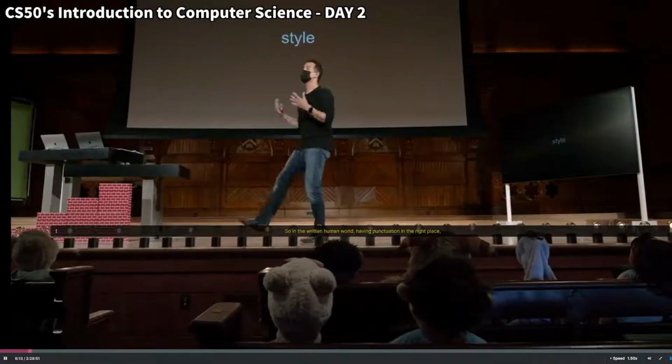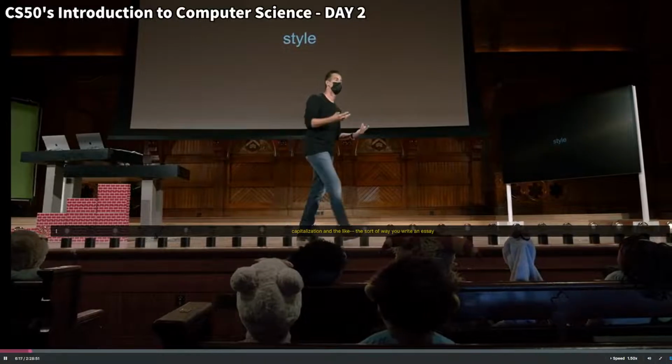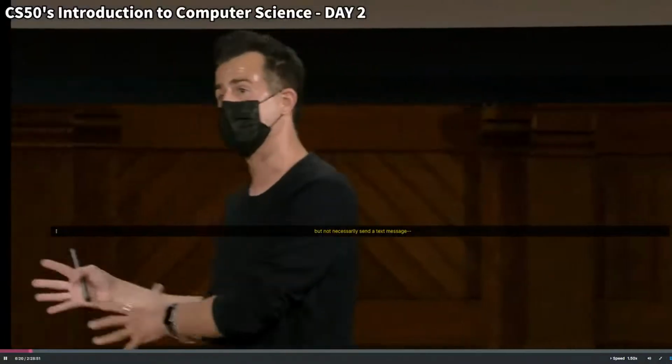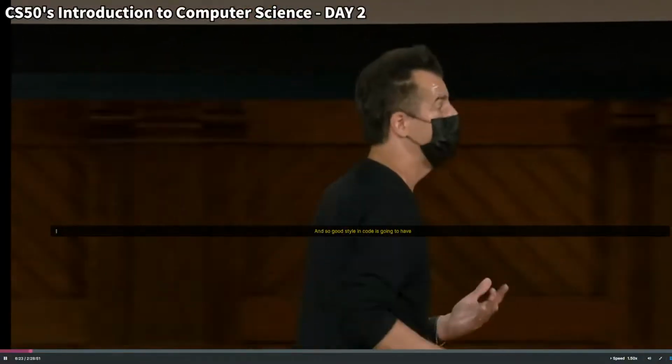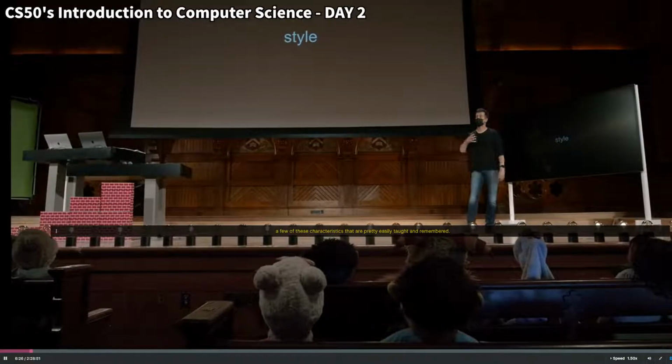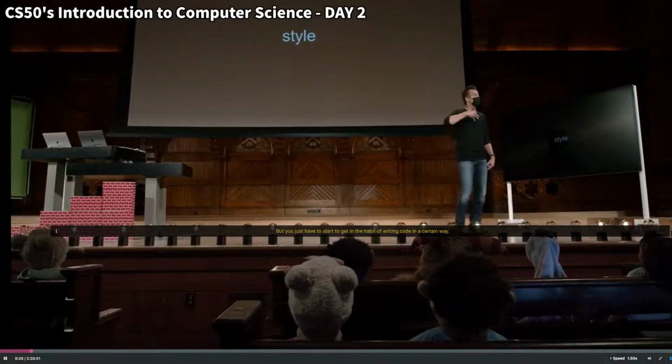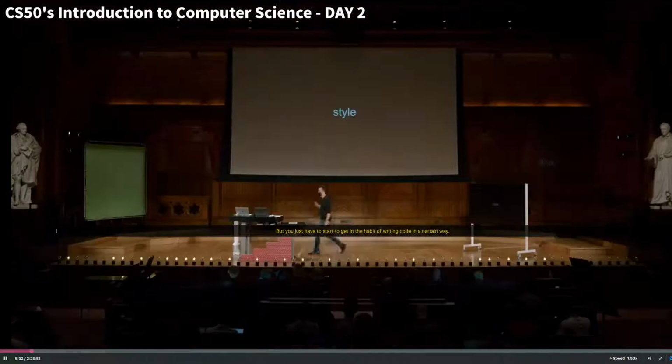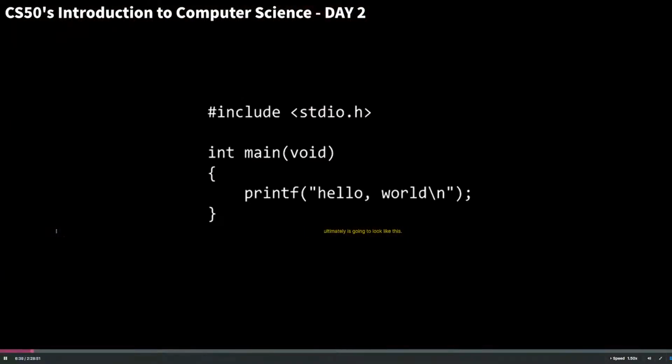So in the written human world, having punctuation in the right place, capitalization and the like, the way you write an essay, but not necessarily send a text message, relates to style, for instance. And so good style in code is going to have a few characteristics that are pretty easily taught and remembered, but you just have to start to get in the habit of writing code in a certain way. So these three axes, so to speak, correctness, design, and style, are really the overarching goals when writing code that ultimately is going to look like this.